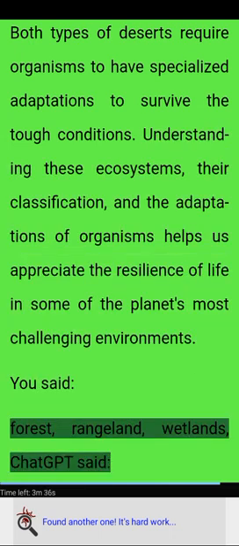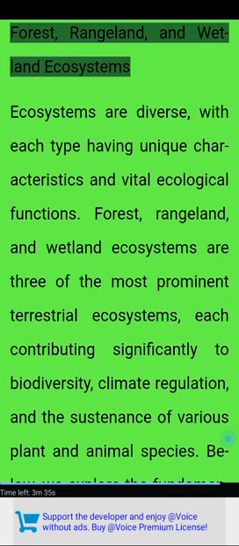You said: Forest, rangeland, wetlands. ChatGPT said: Forest, rangeland, and wetland ecosystems.